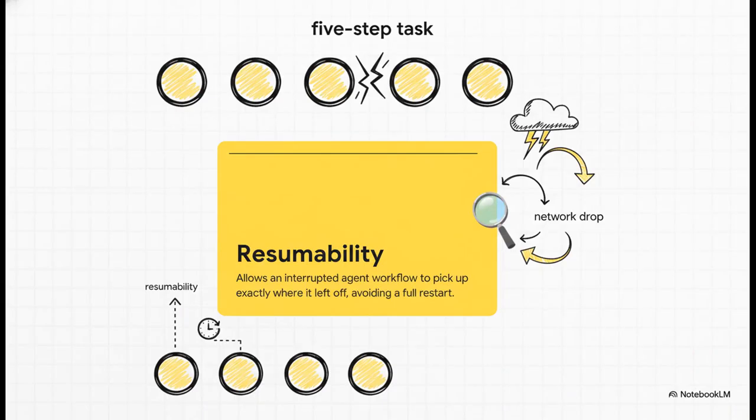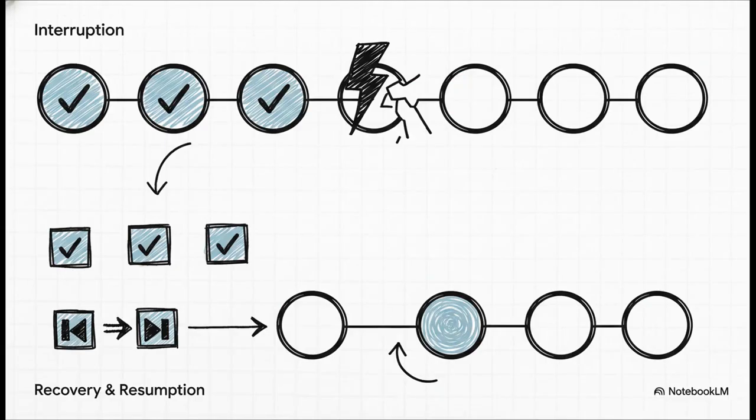And speaking of things breaking, production systems have to be able to take a punch. Imagine your agent is halfway through a really complex multi-step job, and then, poof, the network glitches. Are you just going to start all over? No way. That's what resumability is for. It's a feature that lets a workflow pick up right where it left off, so you don't lose all that valuable progress.